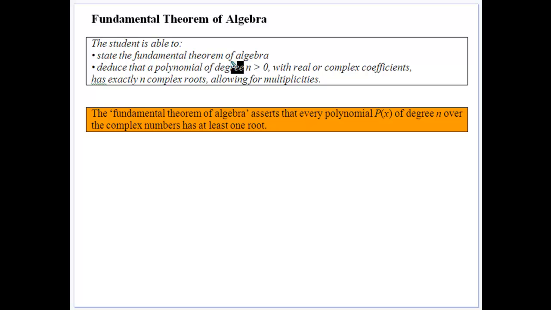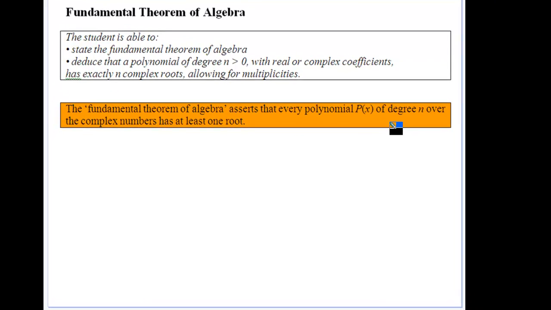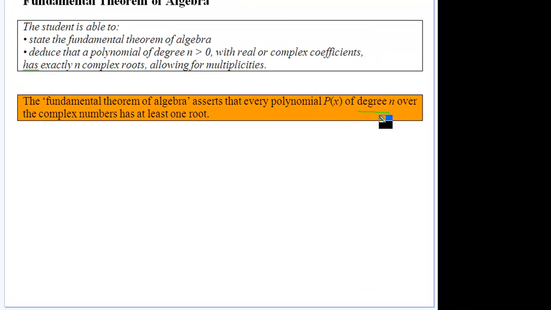Now let's have a look at what we call the fundamental theorem of algebra. The fundamental theorem of algebra is the idea that if we have a polynomial of degree n, then over the complex numbers it has at least one root. And that could be a multiple root. That's basically what it's saying. There's going to be a root somewhere in the complex number field for every polynomial.